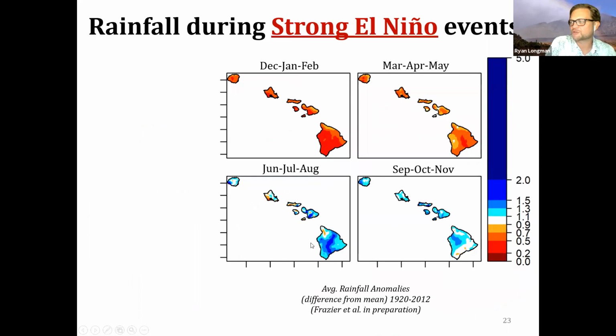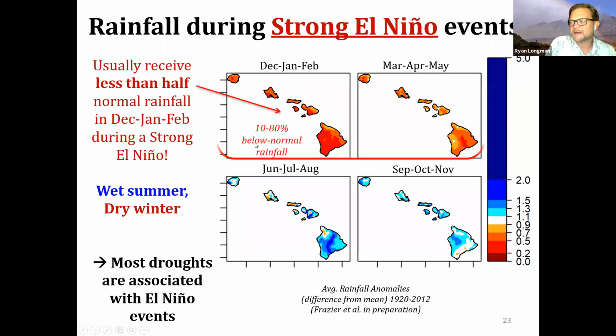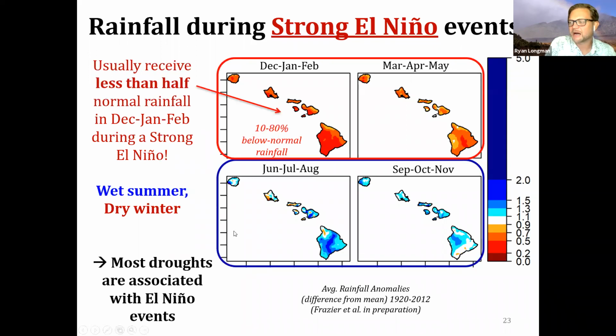But this is what it looks like for a strong El Nino event in Hawaii. Look here, December, January, February, March, April, May, you see really dry conditions. What's unique about this is that during the summertime or during the dry season, we see actually an opposite effect. During a strong El Nino, we actually see some wetter conditions.